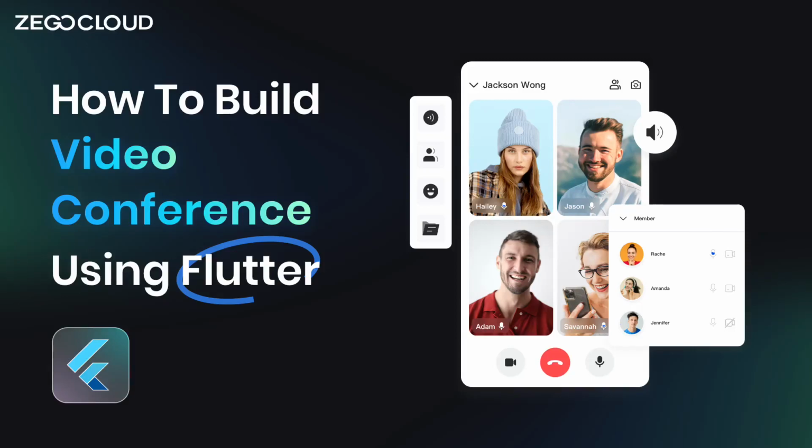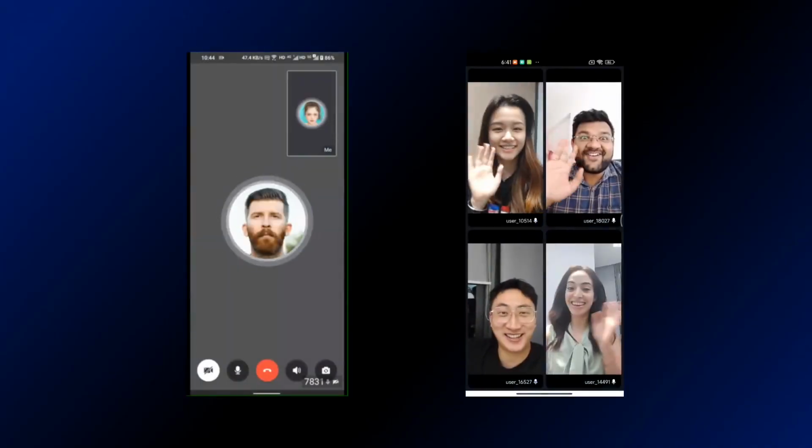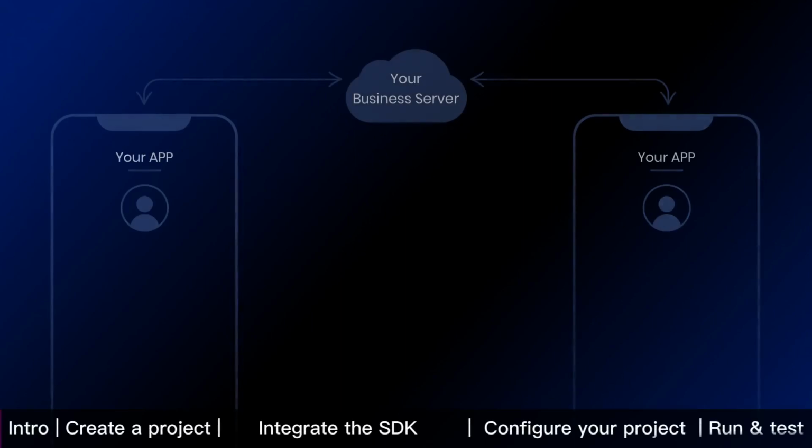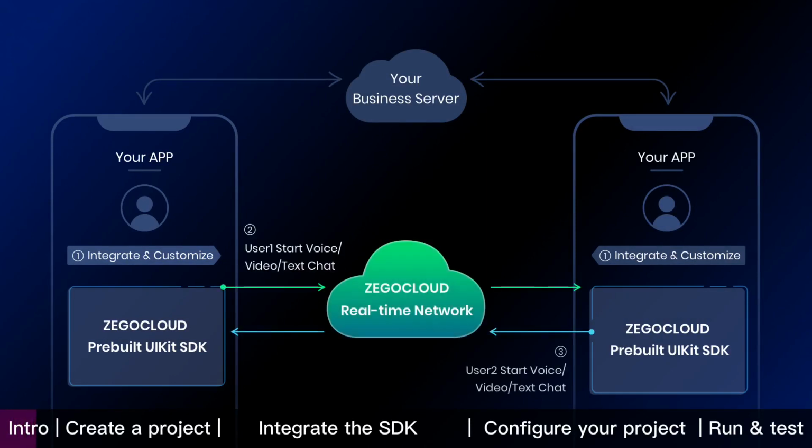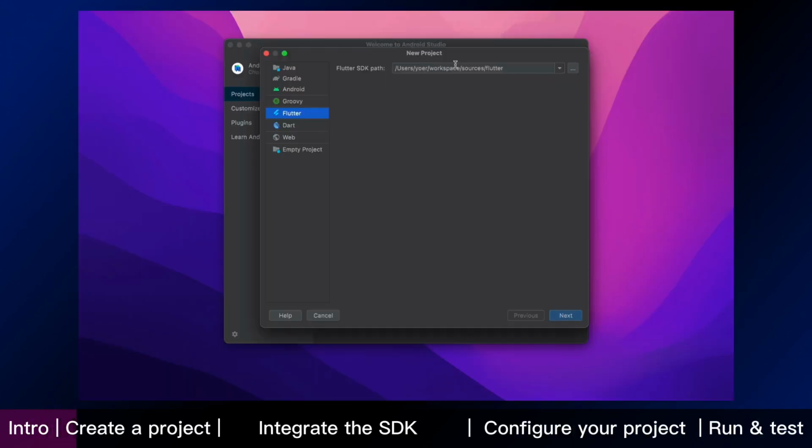This Flutter tutorial shows how to build video conference into your app with ZEGOCLOUD. To embed video conference feature, we are going to integrate and customize ZEGOCLOUD pre-built UI Kit SDK into your app. Then users start voice, video, or text chat through ZEGOCLOUD real-time network. It's that simple. Now, we are in a Flutter environment.